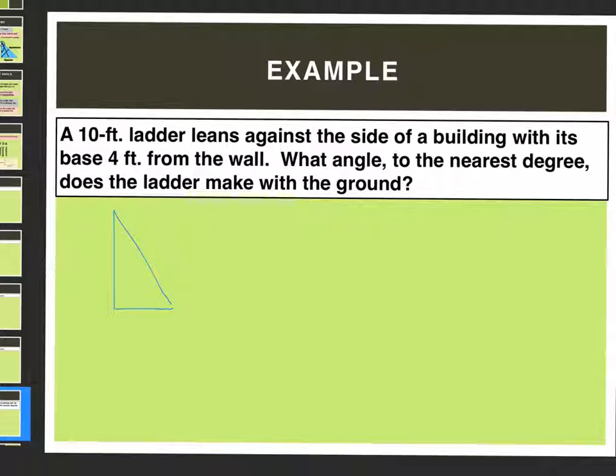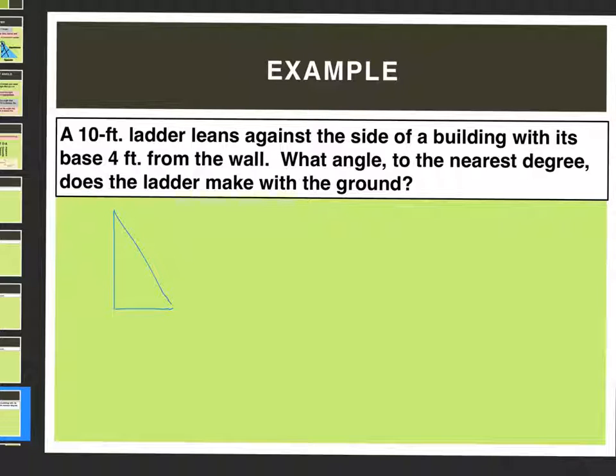You could draw a more detailed picture if you wanted, with an actual wall and ladder, but you don't have to. You know it's going to be a triangle. I'm not a very good drawer, so I don't do that kind of stuff. Now, it's a 10-foot ladder. So where would the 10 feet go?